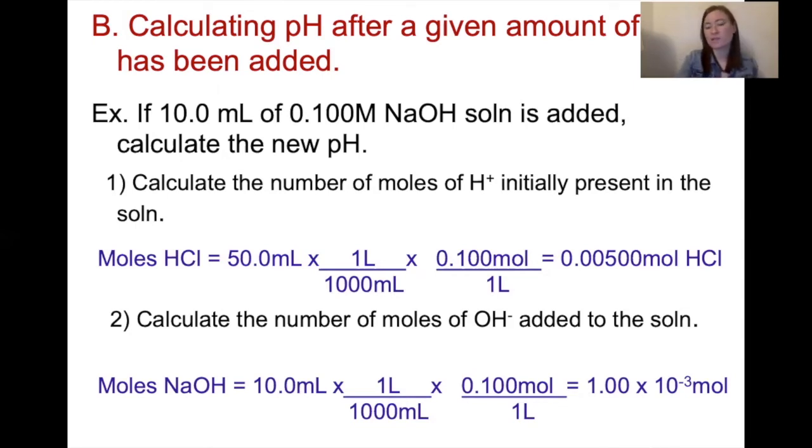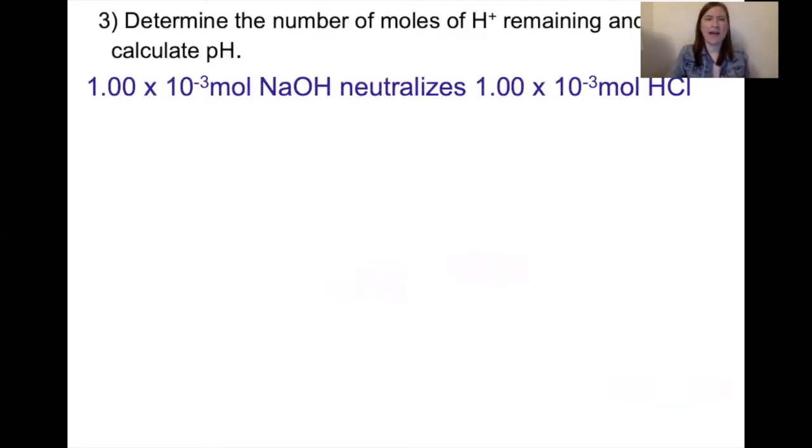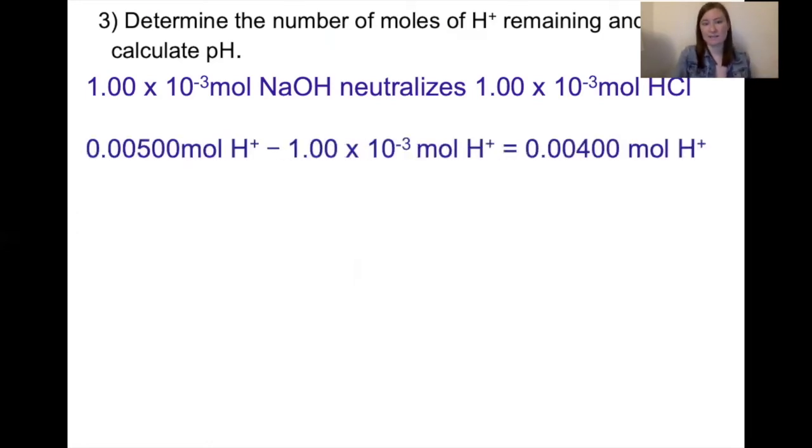So however much OH minus we add, that much H plus is going to get used up reacting with the OH minus, right? And so 0.001 moles of OH minus is going to neutralize 0.001 moles of acid. So we end up subtracting out that many moles of acid, and we're going to have 0.004 moles of H plus left over, right? So that's the amount of H plus we now have in our beaker.